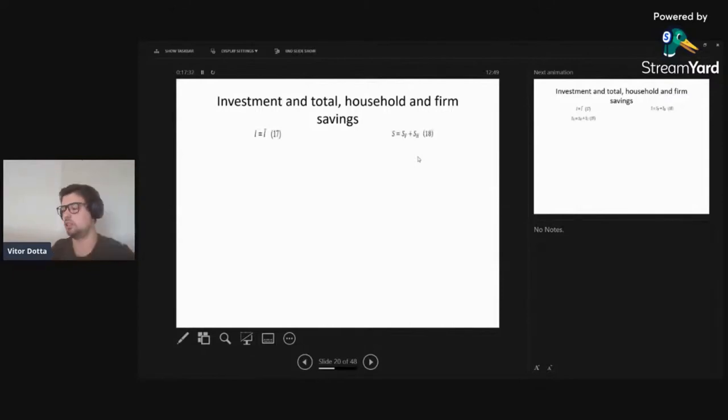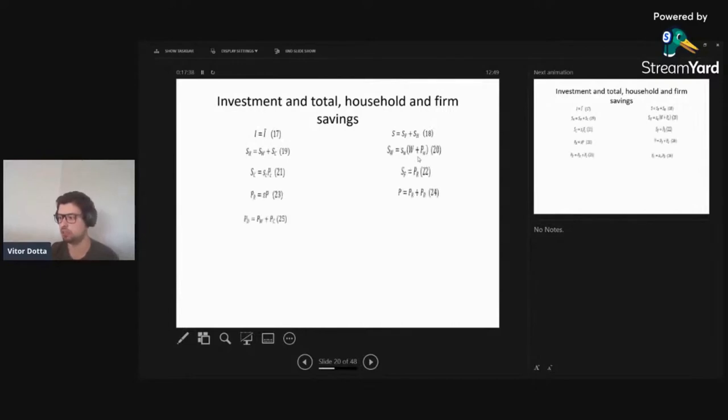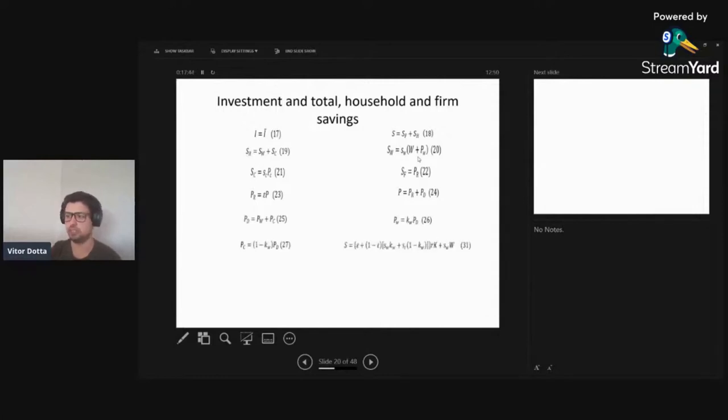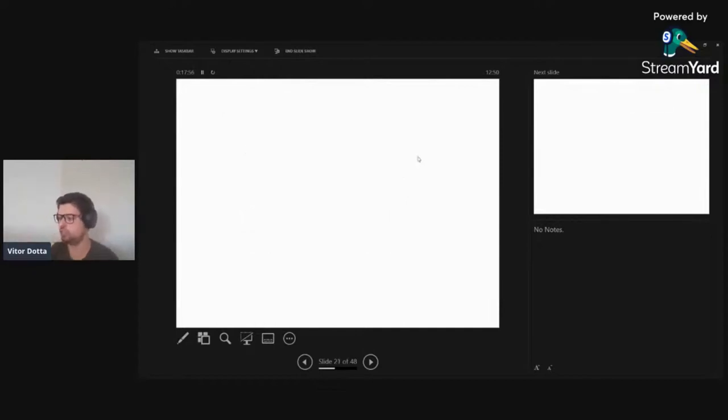Here are some macroeconomic identities which are part of the model. I don't think I will go into much detail. Equation 17 is investment equals the normal rate of investment. The most important equation here is equation 31, which is the total saving of the economy.